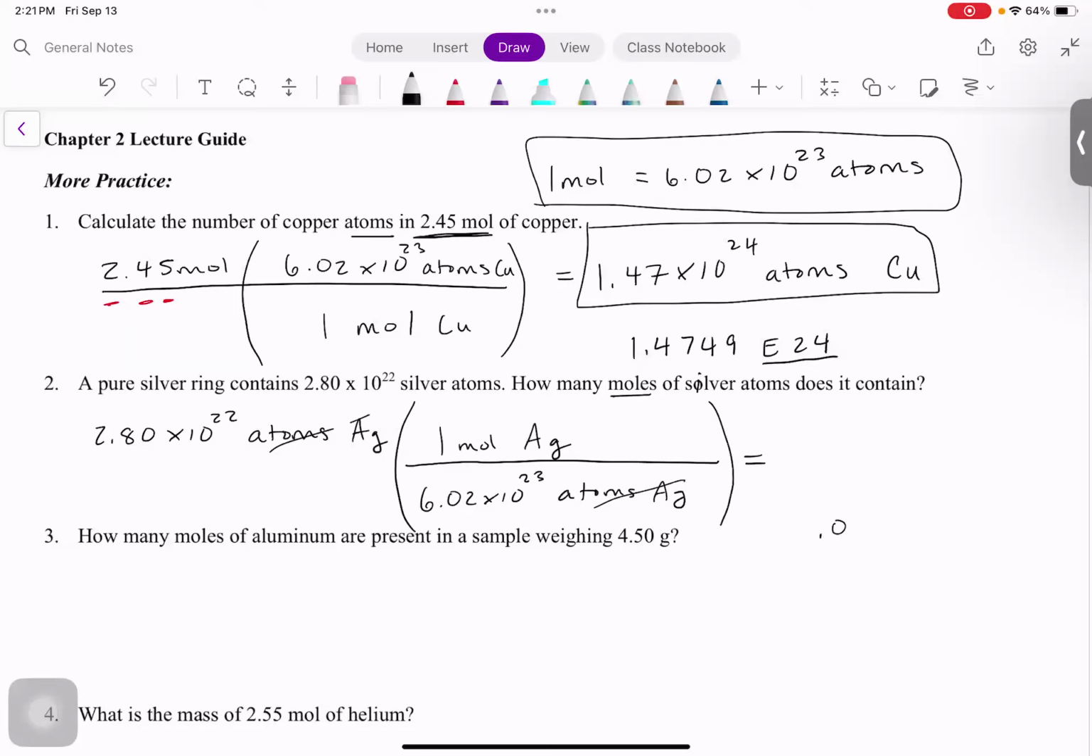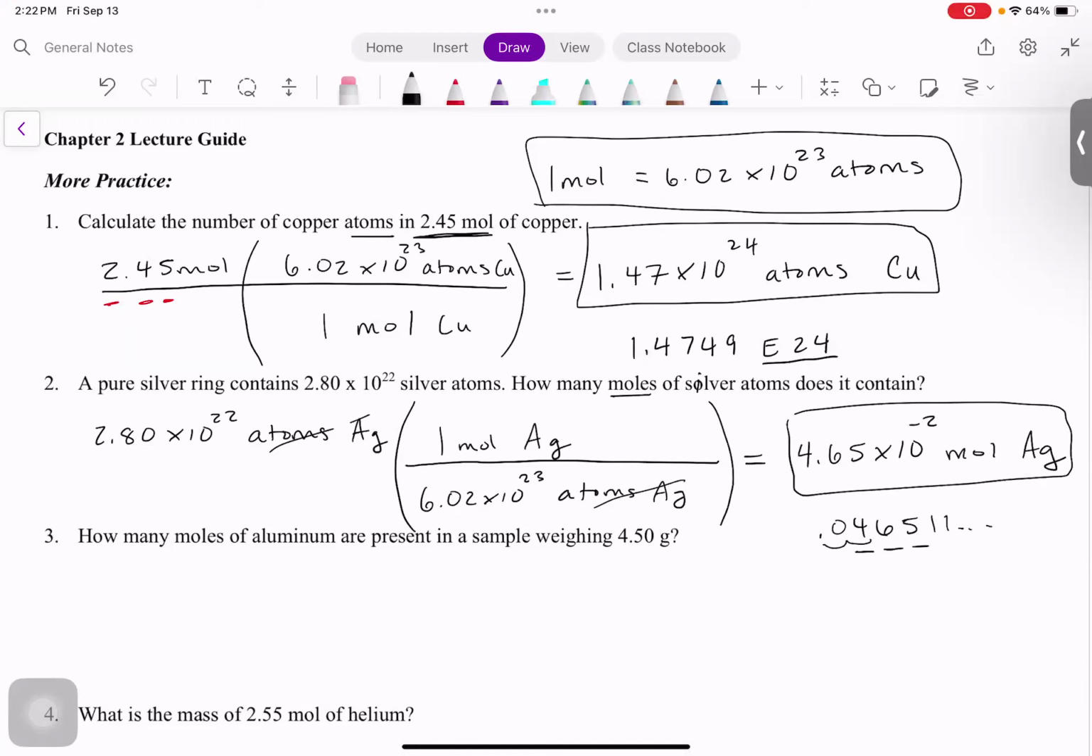And I get 0.0465 out of my calculator, 0.04651, a bunch of other stuff after that. So I'm going to round this to 3 significant figures, these 3 here. I don't need to round that 5 up. And because this number is small, I'm just going to report this in scientific notation. So 4.65 times 10 to the negative second moles of silver. 3 significant figures in my answer.